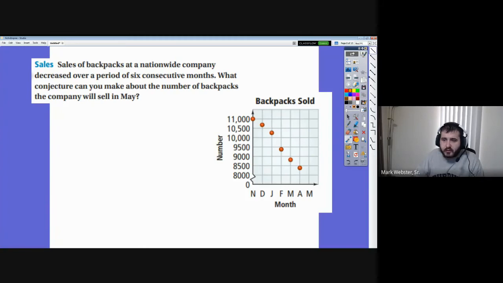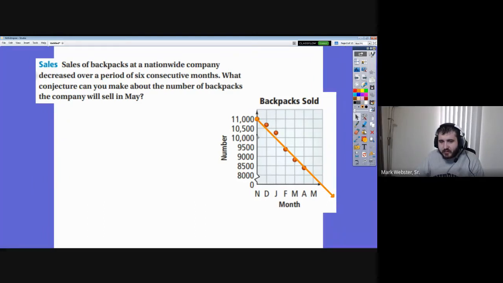Okay. So this one is about reading a graph, and so first things first, when you have some dots and they're going to be asking you, okay, so what happens after? If you look, like if I draw a line in here, it's not going to be perfect because it's never going to be exactly perfect. But like if you look, it does pretty well going down 500 each time, right?